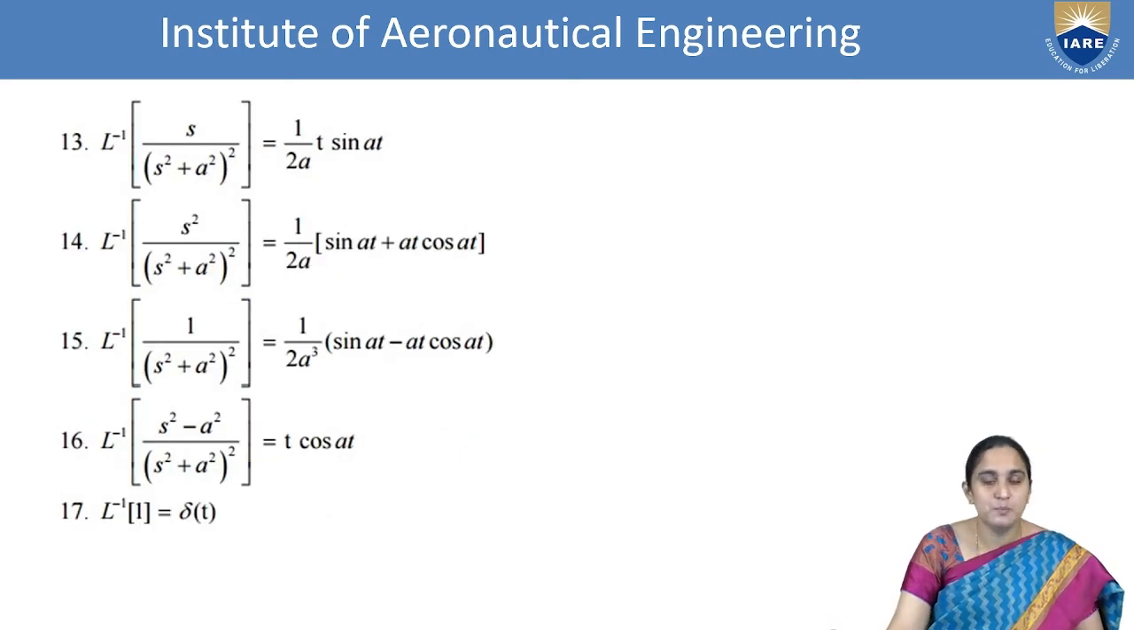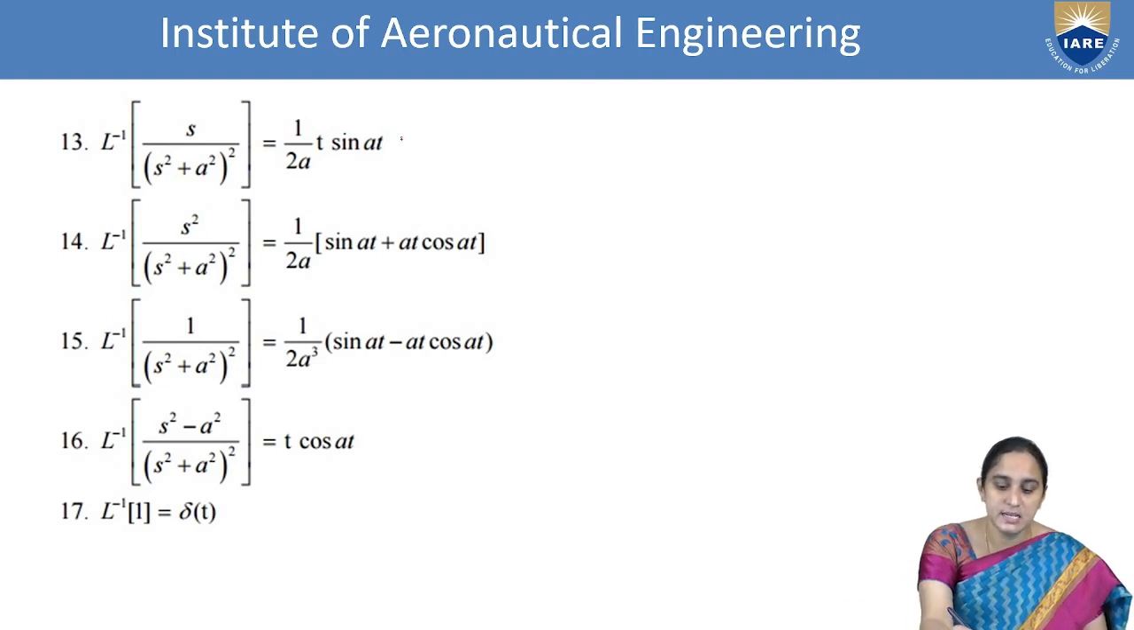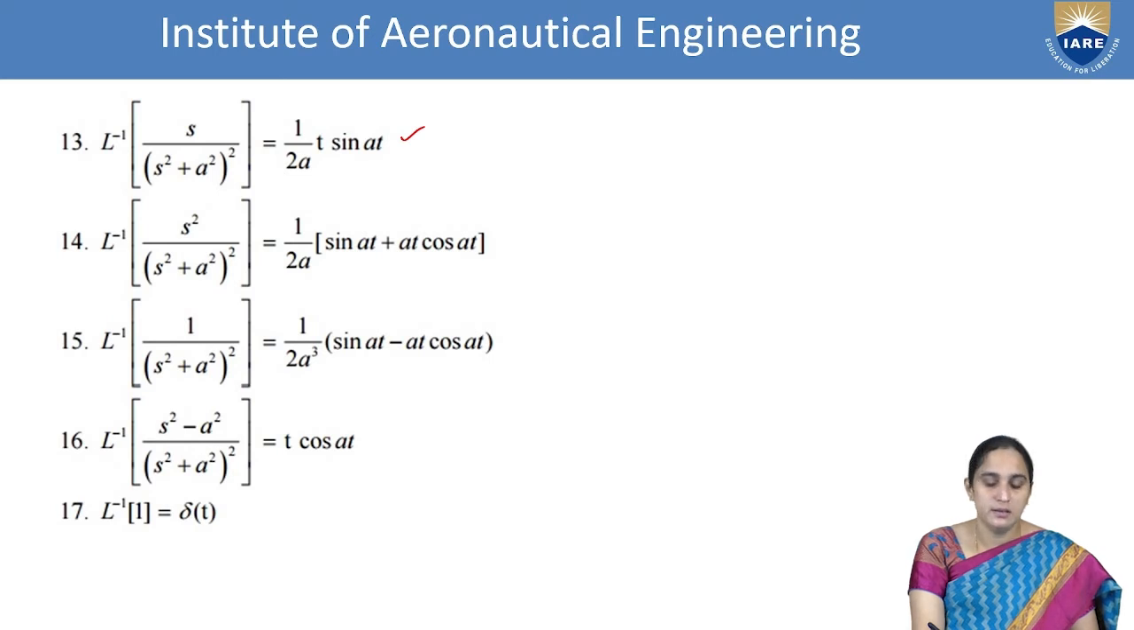And the 13th one, Laplace inverse of s by (s square plus a square) whole square is equal to 1 by 2a into t sin at. And the 14th one, Laplace inverse of s square by (s square plus a square) whole square is equal to 1 by 2a into (sin at plus at cos at). And the 15th one, Laplace inverse of 1 by (s square plus a square) whole square is equal to 1 by 2a cube into (sin at minus at cos at).